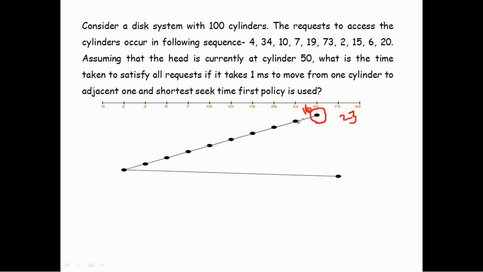Hence, the request for 34 will be served, then the request for 20 will be served, then the head moves to 19, then to cylinder number 15, then to 10, 7, 6, 4 and 2. Still 73 is not served. 73 alone is pending. So from 2, obviously 73 will be served. This is the way SSTF works for the given problem.